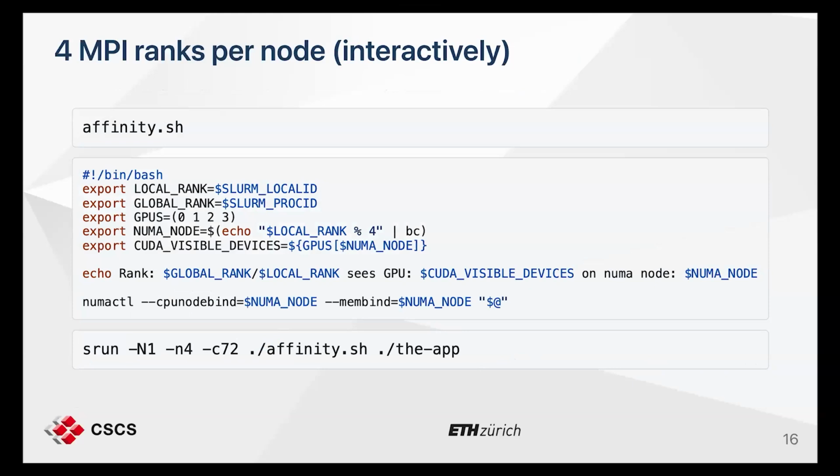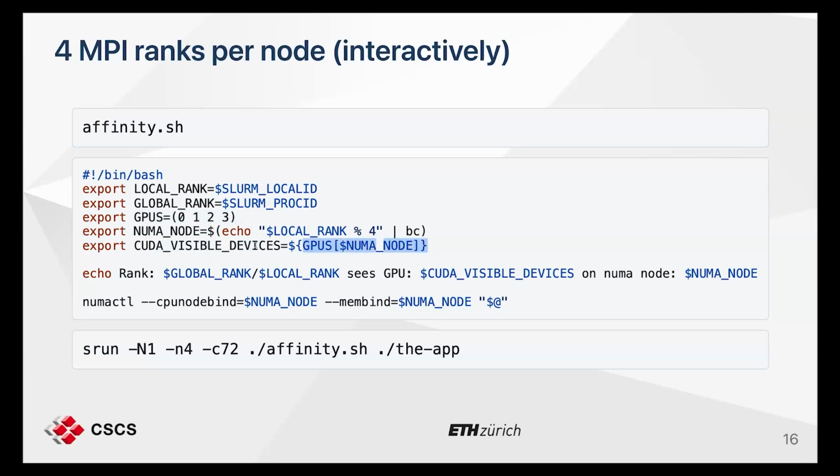For interactive sessions, when you want, for example, to develop or debug your code, and you need more control over the SLURM affinity, we've created this affinity script. It sets CUDA_VISIBLE_DEVICES based on local rank, and uses numactl to bind each rank to the correct CPU and memory domain. Basically the CUDA visible devices are 0, 1, 2, and 3. So this does not match with the NUMA numbering of the GPUs.